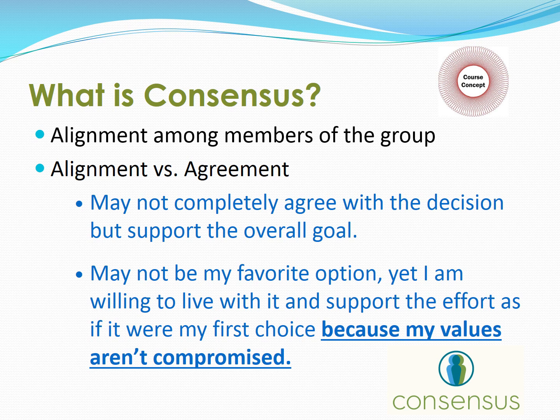Alignment is that I may not completely agree with the decision. It may not be my number one choice or what I would choose if I was working on my own, but I support the overall goal or where the group is going. May not be my favorite, yet I'm willing to support it and live with it in order to support the group, as long as it doesn't compromise my values. It is important to remember that if your values are compromised, you need to speak up and say something. You're not in alignment with that decision.